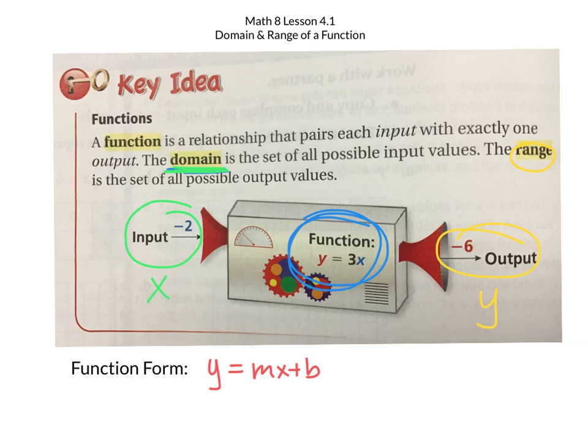Okay? One thing I really want you to make sure you saw or read was it pairs each input with exactly one output. So I can't have two different possible answers in my output. I can't say if I input a 1, I can either get a 3 or a 4. That is not true. It has to be only one answer possible for each input that you put in.